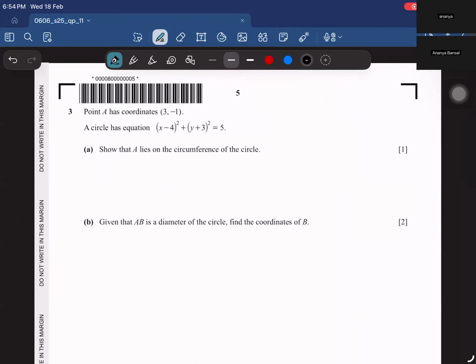You need to prove that if this is equal to 5, then it lies on the circumference of the circle. So (-1) squared plus 2 squared. So you get 1 plus 4, which is equal to 5. Therefore, A lies on the circumference.